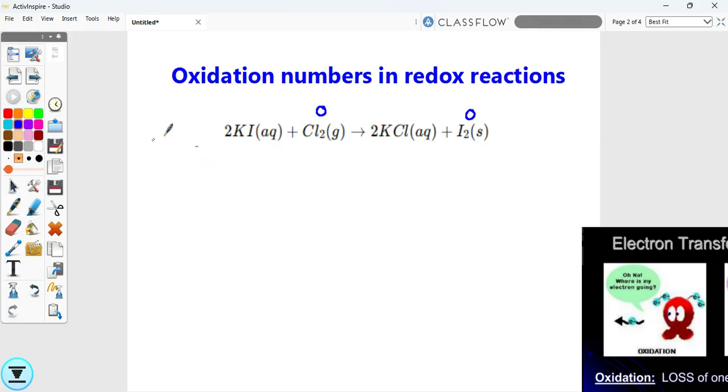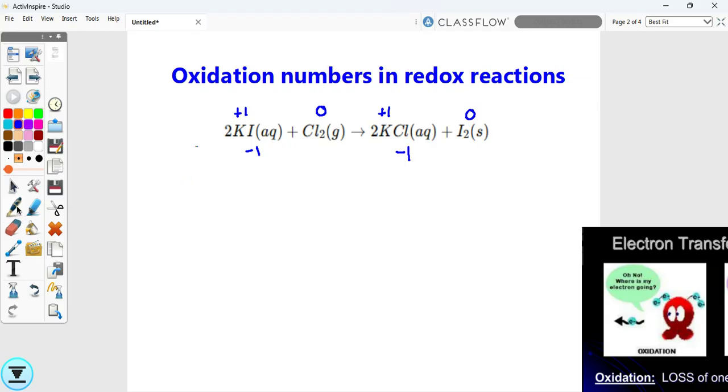Then you follow your rules and you know K, potassium, is in group 1, so K is going to be +1. I is a halogen, so that's going to be -1. I'm just writing it at the bottom so that I can have some space there. This K is now going to be still +1, and the Cl is going to be -1. Okay, so that's relatively easy.